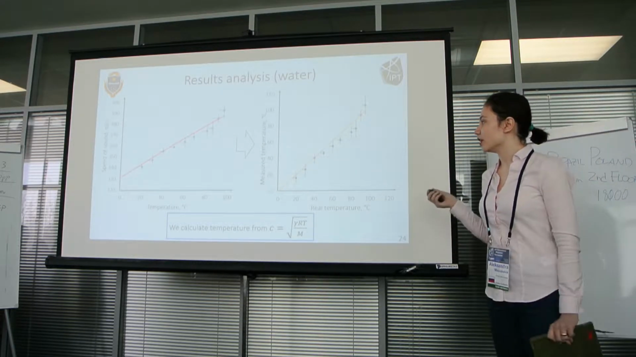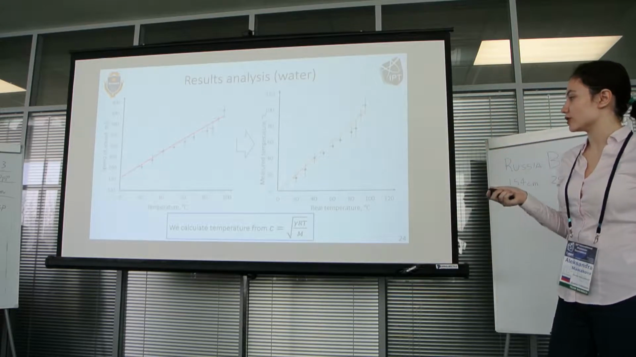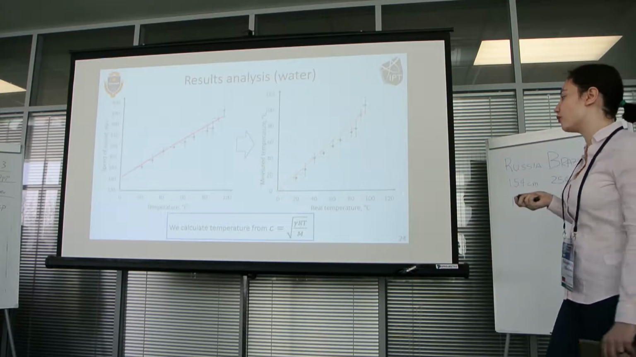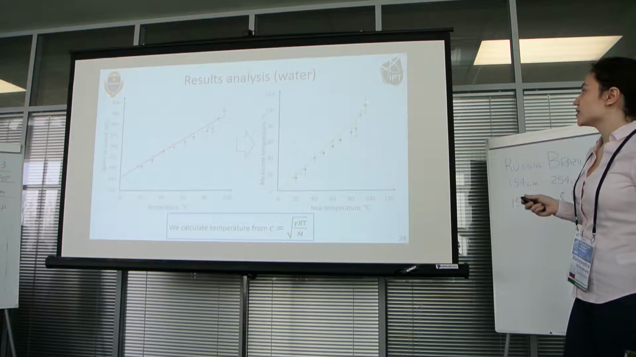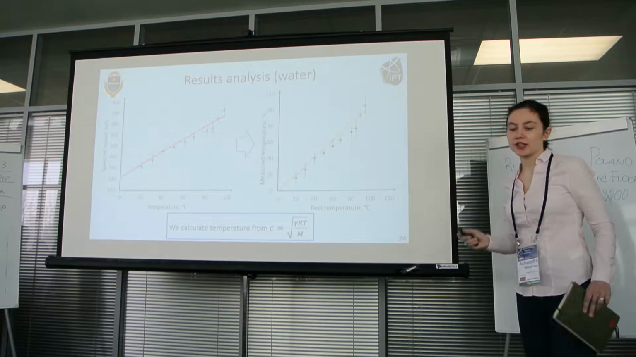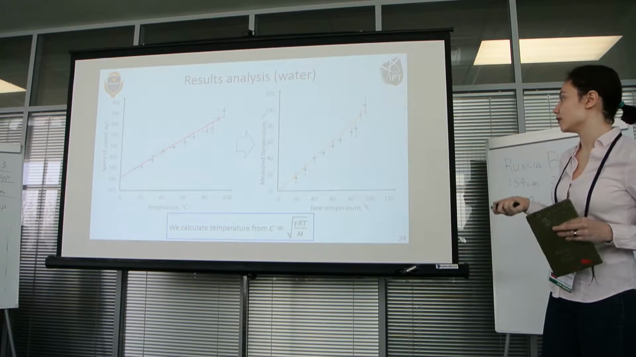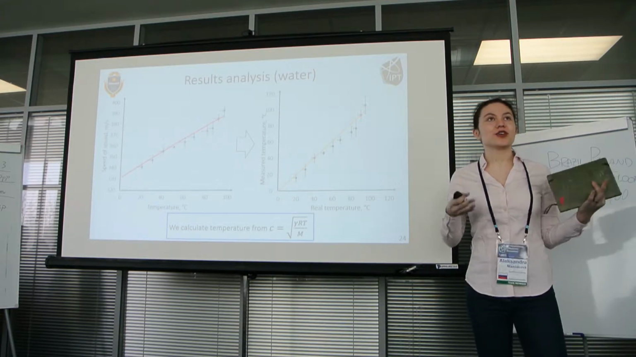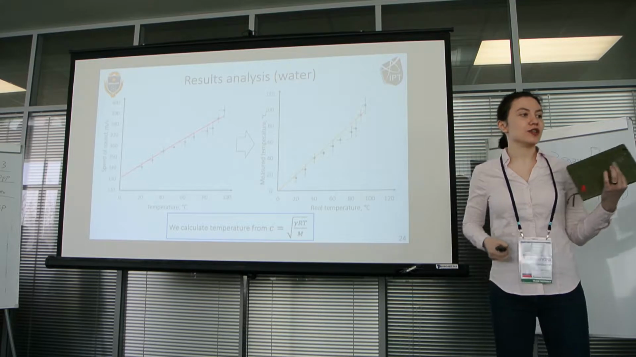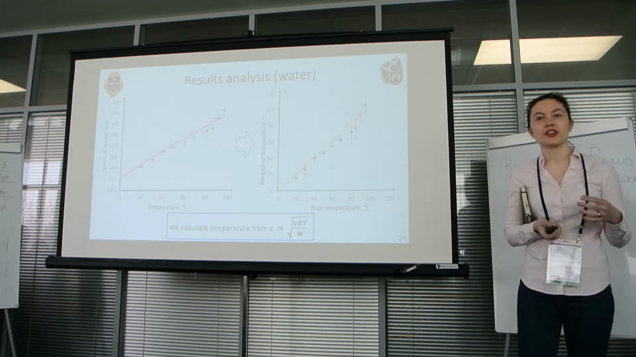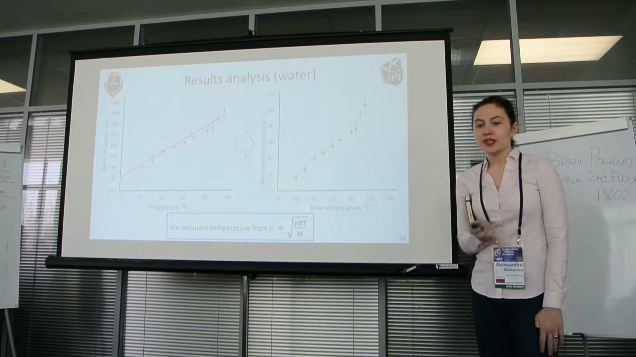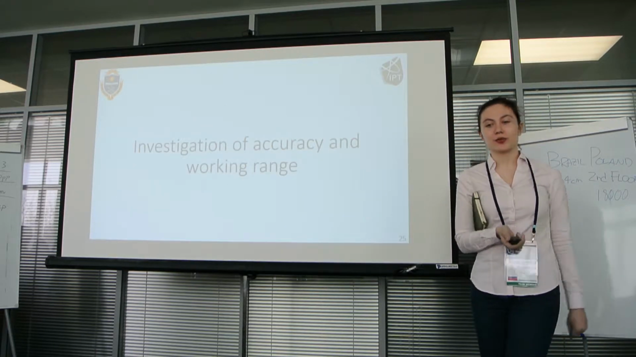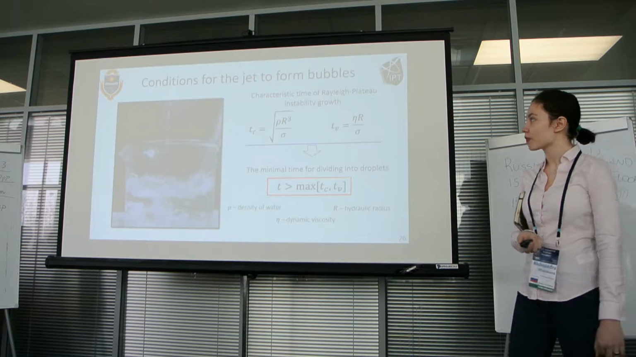Here are our graphs. So this is speed of sound over temperature, and this is measured temperature over real temperature. And what can we see here? I'll explain these dots later, but these two are slightly above the theoretical line because due to evaporation, speed of sound increases even more, because speed of sound in the vapor is more than speed of sound in the dry air. Okay, so now let's go to investigation of accuracy and working range of our method.